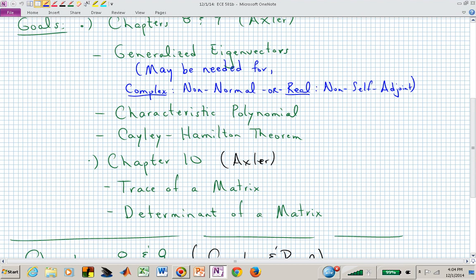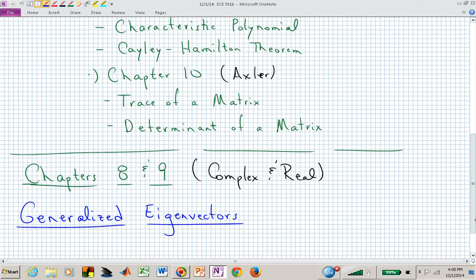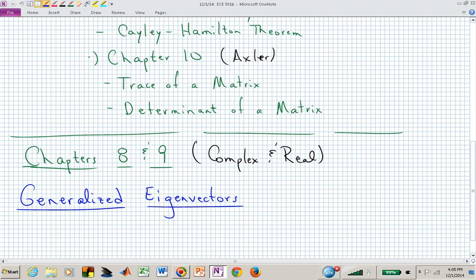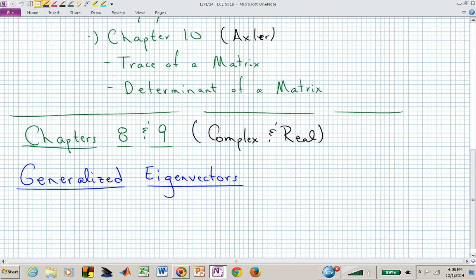We may still be able to diagonalize those operators in their matrix representation. But once we have talked about generalized eigenvectors, we can then start to think about multiplicities of eigenvalues, and that will allow us to then define a characteristic polynomial, and the operator satisfies its characteristic polynomial, and that's the Cayley-Hamilton theorem. Then chapter 10 will get into the trace of a matrix and the determinant of a matrix, but that probably won't come until Wednesday, the next time we meet.